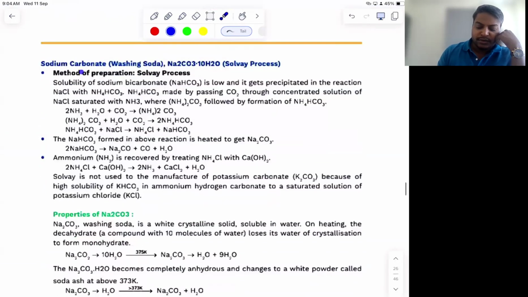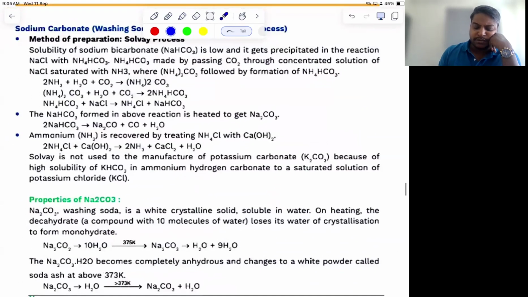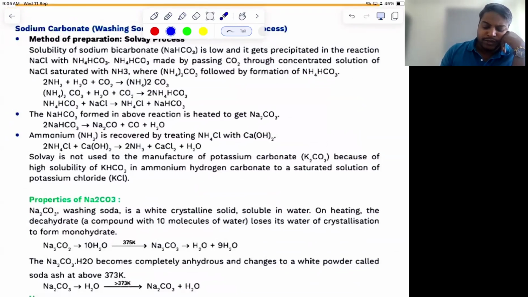Now you see how to make washing soda, which is the Solvay process. We'll quickly understand it based on the given equations. You are supposed to take ammonia and add it with carbon dioxide in water, so that first you generate ammonium carbonate. The ammonium carbonate, as you add excess carbon dioxide, will become ammonium bicarbonate. And ammonium bicarbonate, when you add it with NaCl, will form ammonium chloride and sodium bicarbonate. That's how we are getting sodium bicarbonate in the first case.